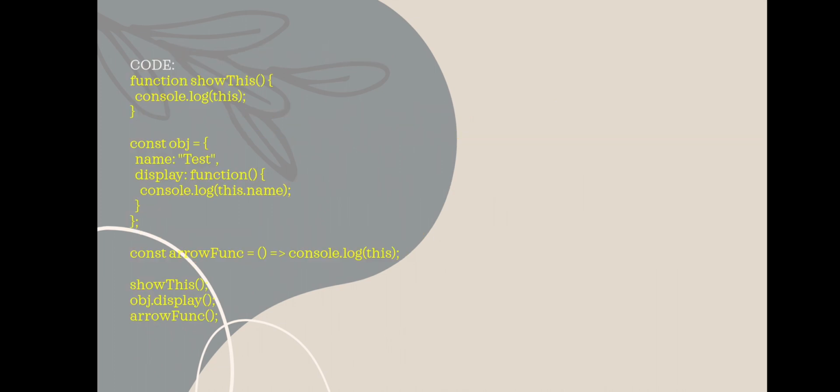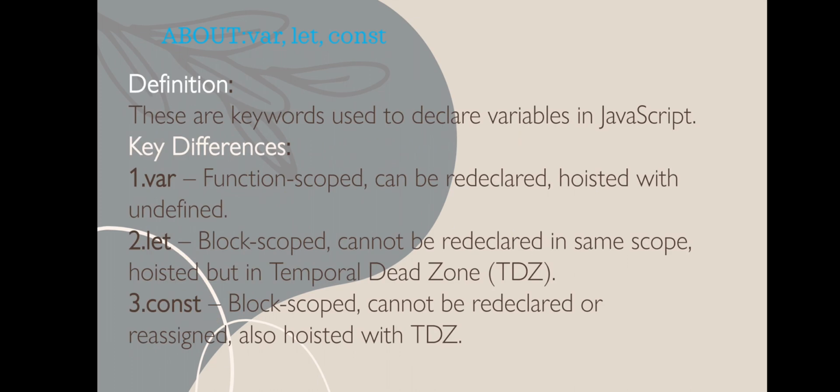And here we show the example in which first this is used in a global function, next it is used within the object, and next we see it is used as inherited, which we call from the surrounding functions.